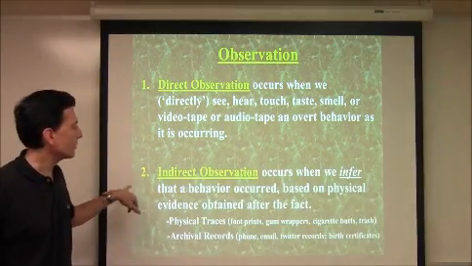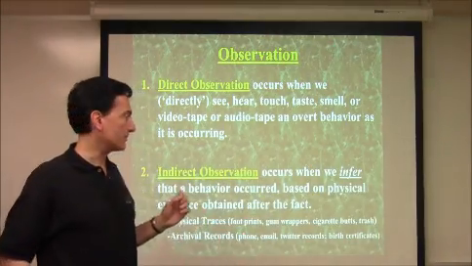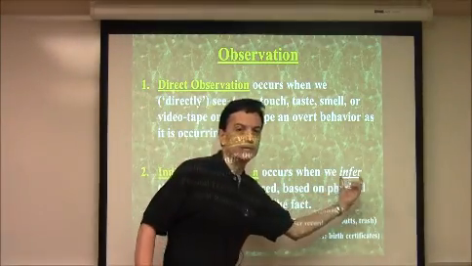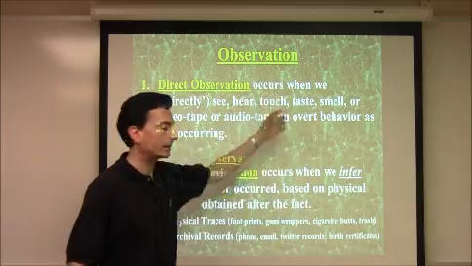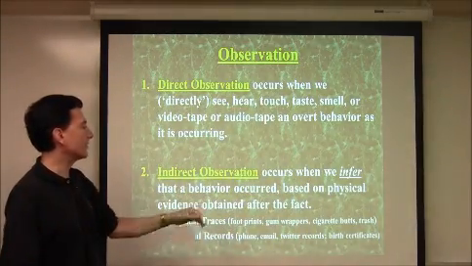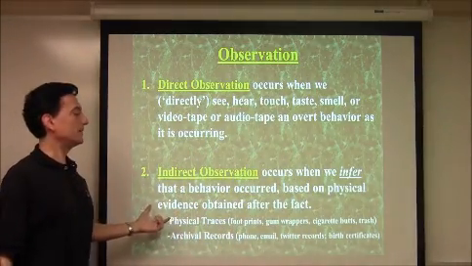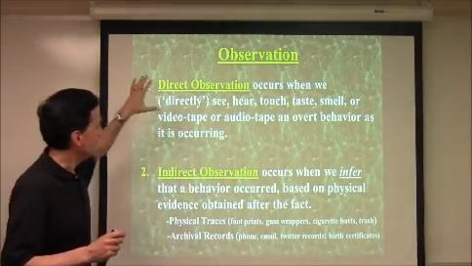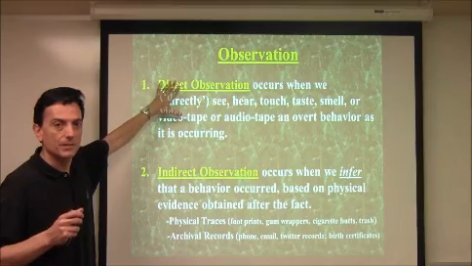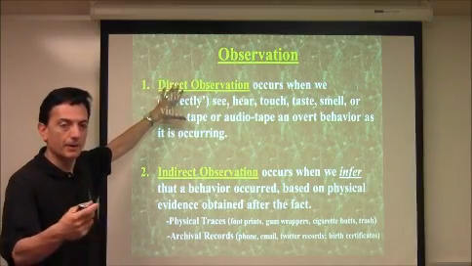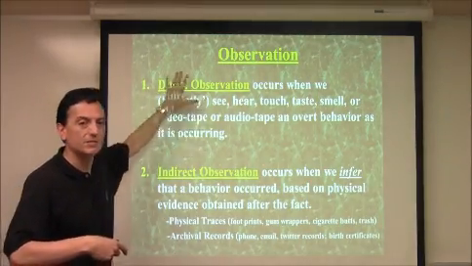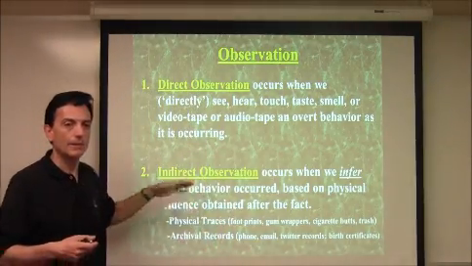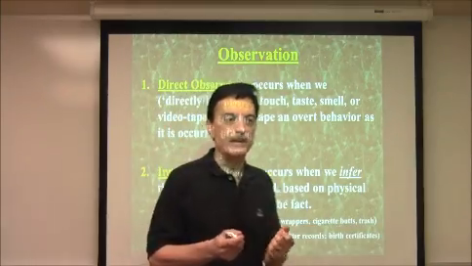We can contrast this with what we might call indirect observation. This occurs when we infer, and the critical word here is infer. Okay, we're not sensing directly, we are inferring that a behavior occurred based on physical evidence obtained after the fact. So a key distinction here is that in the direct case, the behavior is being observed in real time, either by a human or one of the human's surrogates, maybe some kind of recording device. Okay? Here, we're coming onto the scene and coming across some evidence after the fact.